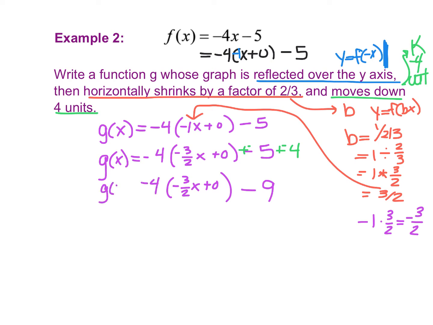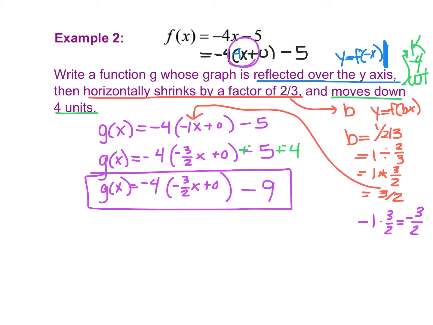But what you should see at this point is you have now reflected that graph over the y-axis. That happened in blue at the beginning where we added in that -1. Then you horizontally shrunk it in red by finding that b value to multiply your x by. And then in green you moved it down 4 units by adding that k value of -4 on the outside.